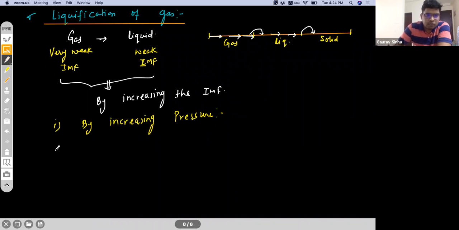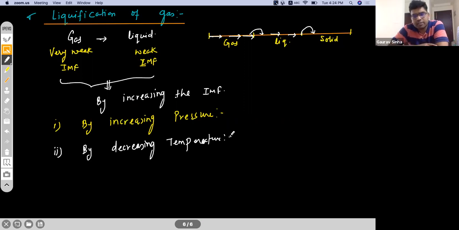The second condition is what? We can also achieve the same by increasing interaction, and we can increase interaction by increasing pressure plus decreasing temperature. What happens with a decrease in temperature? What happens once we decrease the temperature?